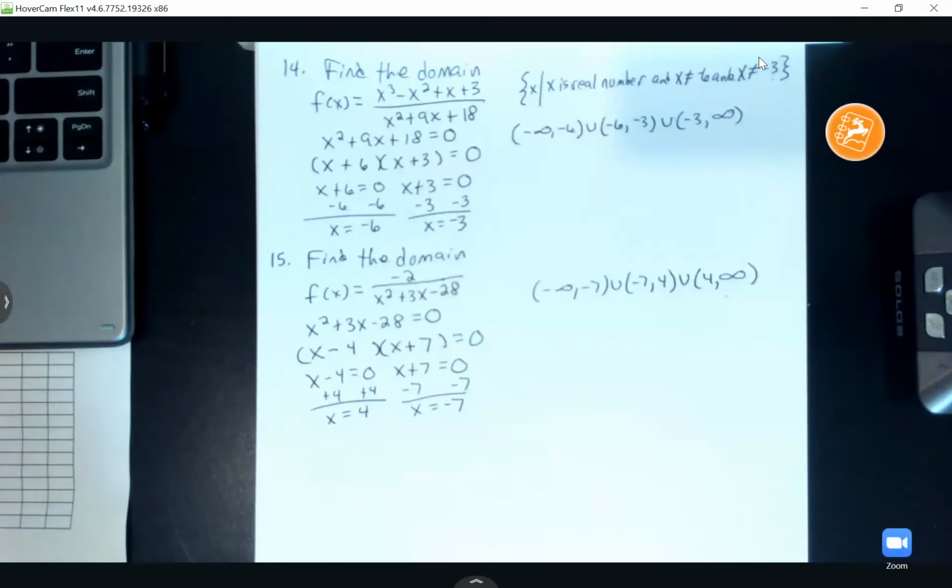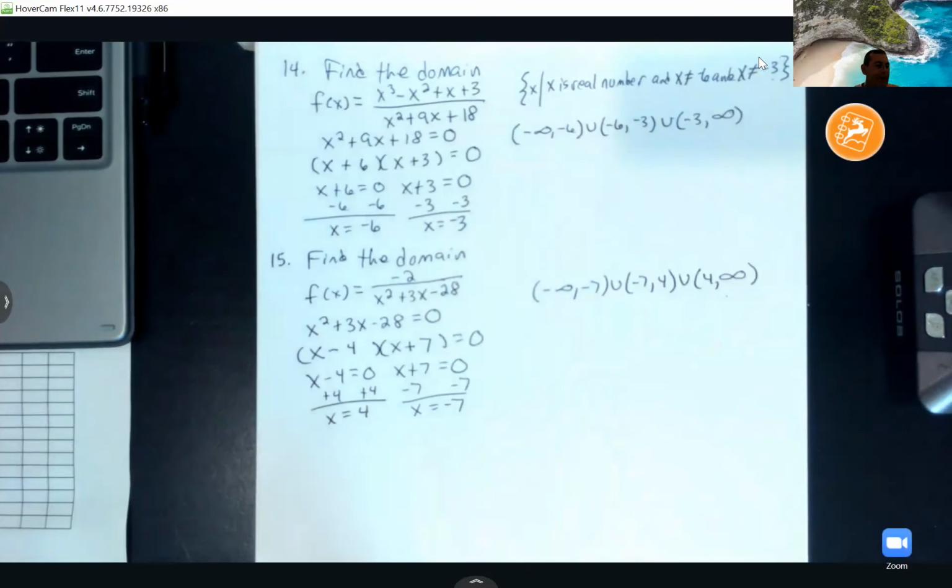You're saying on our test, Mr. Rathon, that we won't have any oblique asymptotes? True. Yeah, it's going to ask for it on 16, but just put no on that one.